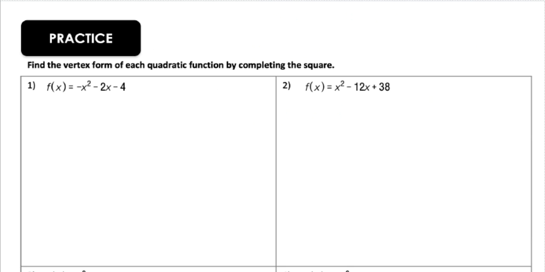Okay, we're going to go through some examples here. So for number 1, we have a negative x squared minus 2x minus 4. So first things first, I'm going to group my x squared and my x term together. This has an a value of negative 1, so I'm going to factor out the negative 1 from those two terms.